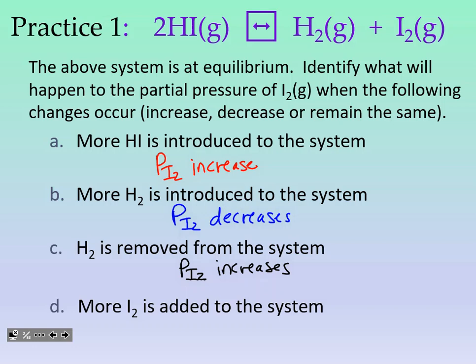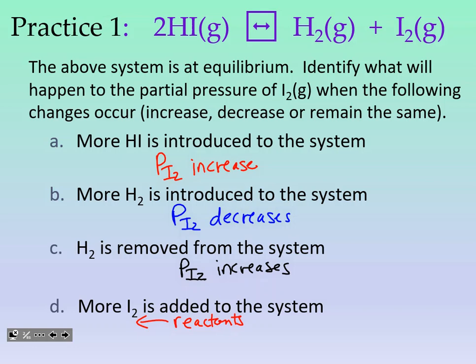We add more I2 in. Yes, it's going to shift towards the reactants, right? So it is going to go this way towards the reactants. But it has to get back to that K value. So by adding in the I2, it's going to be higher than its original equilibrium partial pressure. It shifts to the left and loses some of that, but it's still going to be higher than its original partial pressure when it re-establishes Kp.